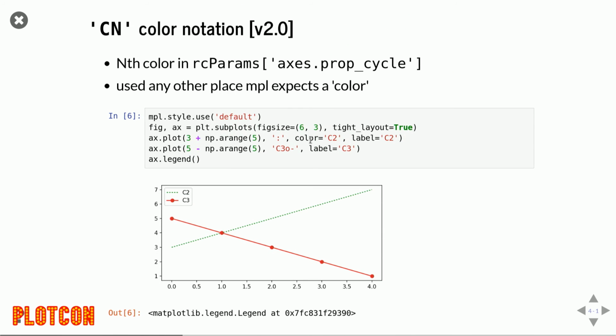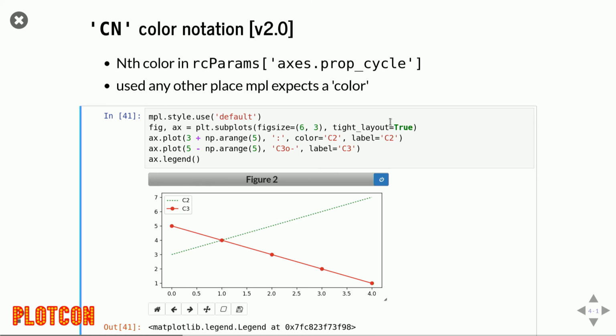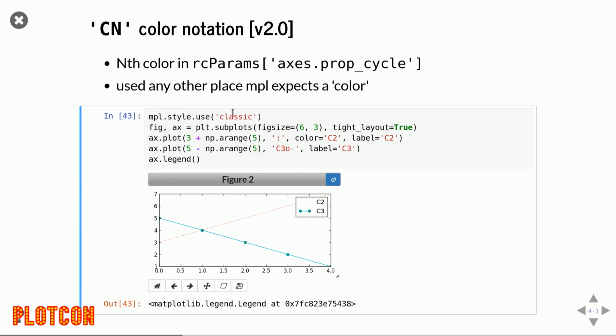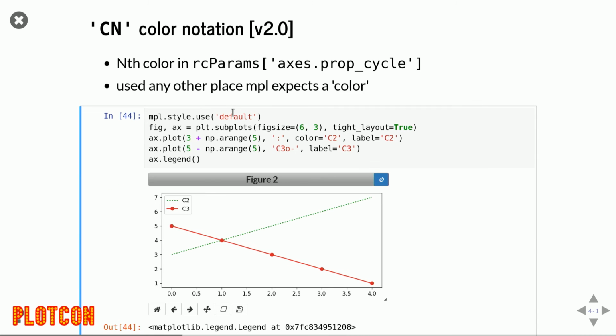For 2.0, we've added a new way to specify a color, which is the letter C, capital C, and then an integer, which goes out and gets the color from your current color cycle. So you can see here, I've specified the color of these lines to be C2, C3. If I change to Seaborn, you can see the colors change. If I change this back, they change back to what they are in the classic style. So there's now a way to specify specific colors, but then have it track your overall style, which is kind of nifty.